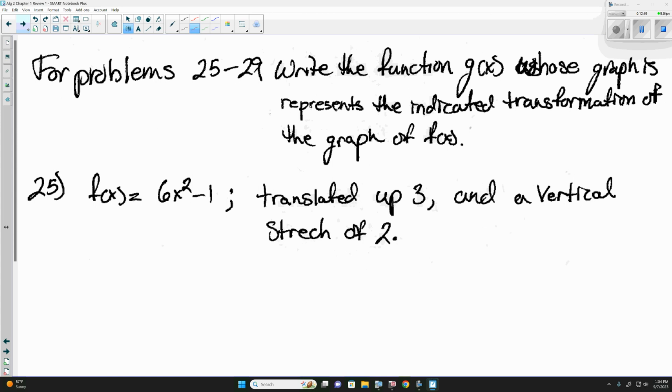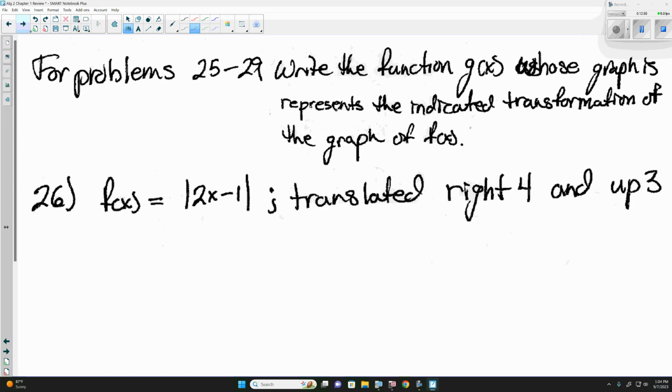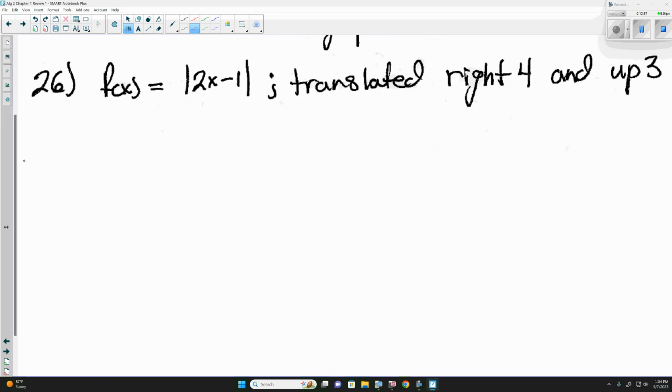One of these that we want to look at. Okay. We can look at 26. Translation right 4 and up 3. Whenever we do these, we always do them in order. Now, 2 of the ones on the test will only have 1. 2 of them will have 2 like this here. And for the ones that have more than 1, we just do them in the order that they appear.